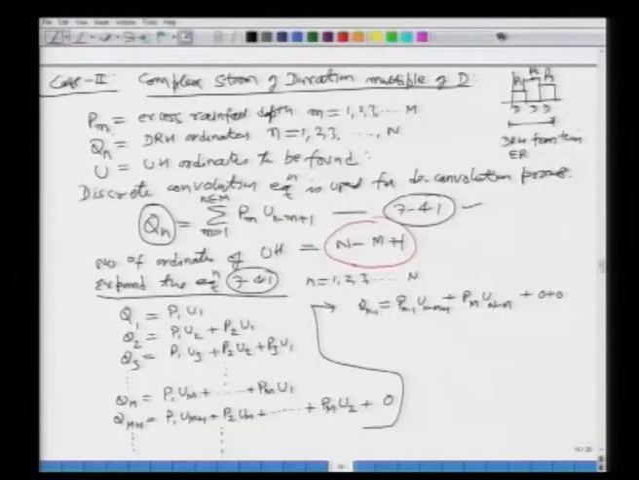And the last ordinate of your direct runoff hydrograph will be P m u n minus m plus 1. There is going to be only one expression in the summation.